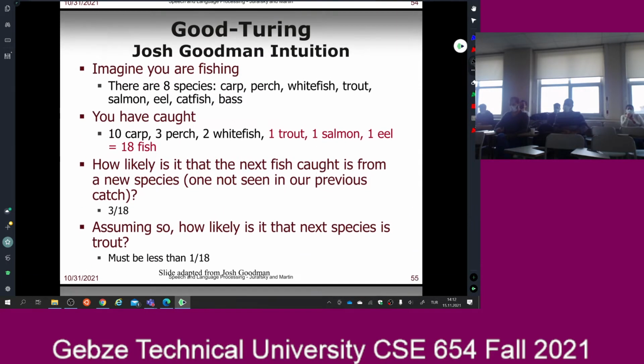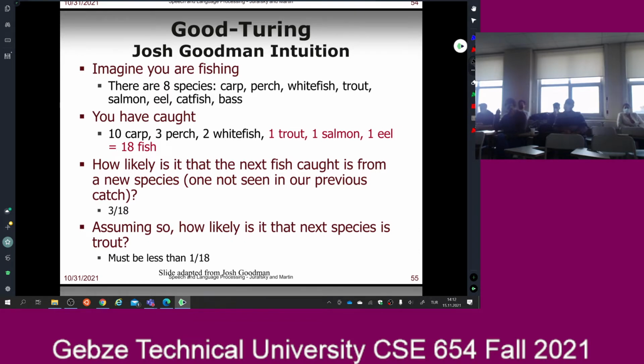Maybe that sentence did not come out very understandably, so let's look at a classical example. We are fishing. These are freshwater fish: carp, perch, whitefish, trout, salmon, eel, catfish, and bass. I don't know what they are. I think this one is trout. This is eel. This is salmon, right? And this is bass. These are all freshwater fish.